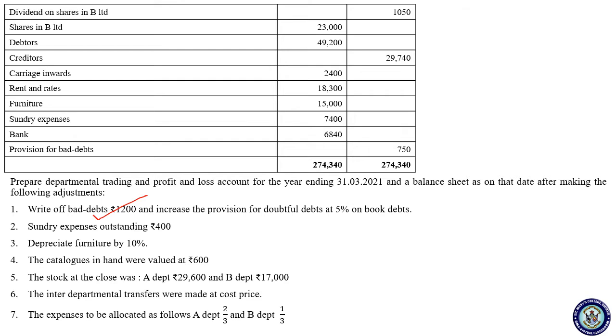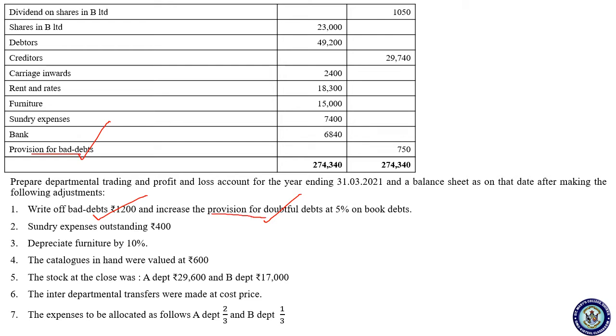We have already solved one problem regarding this type of adjustment, where there is a bad debt, a new provision, and an old provision. So what is this format? We have to take the new bad debt and add the new provision, which is given in the adjustment. If anything is given in the adjustment, that is something new that you need to adjust from the current concerned balances.